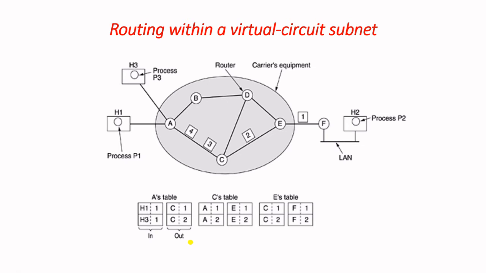Now the routing within a virtual circuit subnet. Okay, this is the virtual circuit situation shown in this figure. In the previous diagram it is shown that packet 1 is following one route and packet 2 is following another route. Here all the packets are following the same route, the same circuit. In this regard, there is A table, C table and E table. Here it is shown in this diagram, this concept.